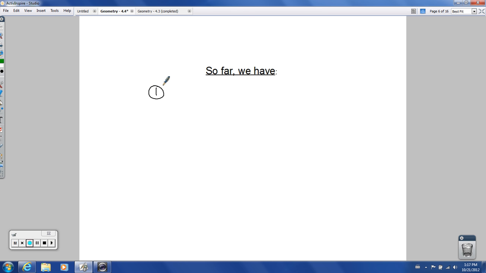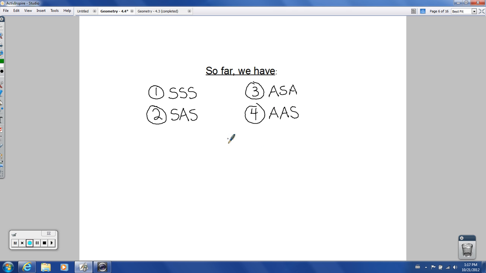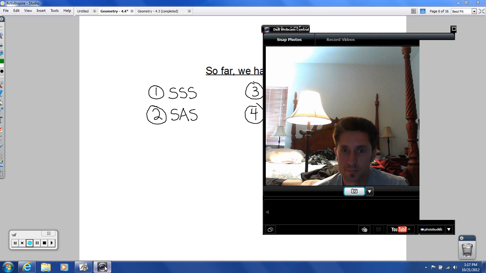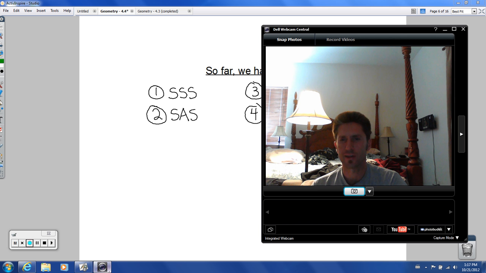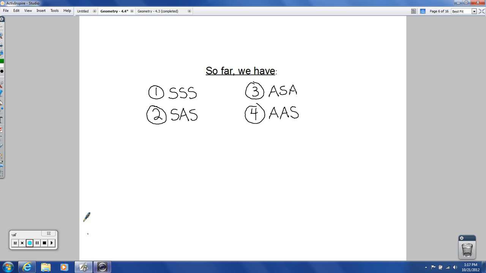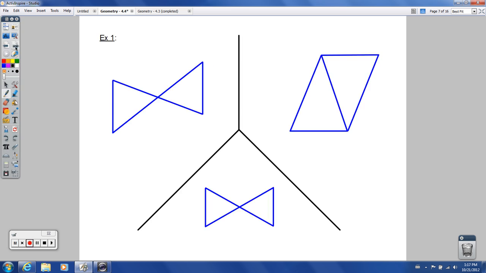So we had the first one from 4.3, side, side, side. The second one, also from 4.3, was side, angle, side. The third one, we just learned about here, angle, side, angle. And the fourth one that we just learned about was angle, angle, side. Are there more? That's to come later. Just hang on for now, okay? Thanks for your patience.